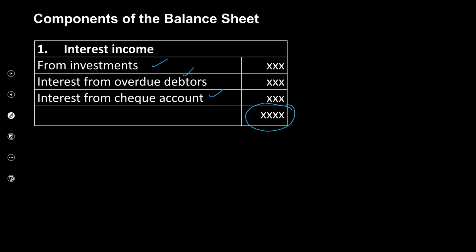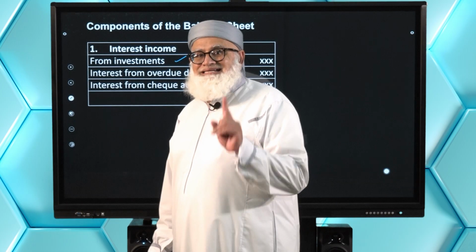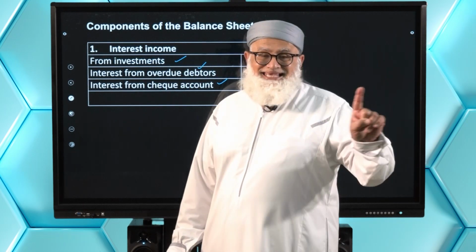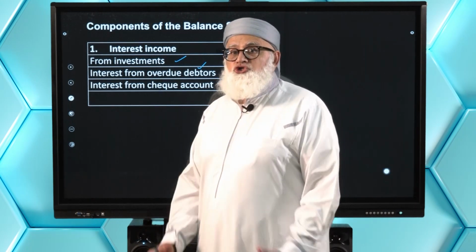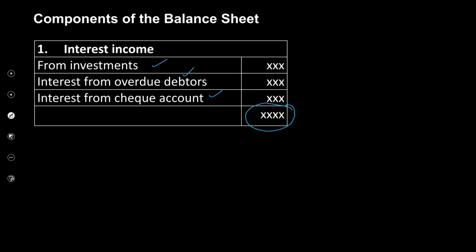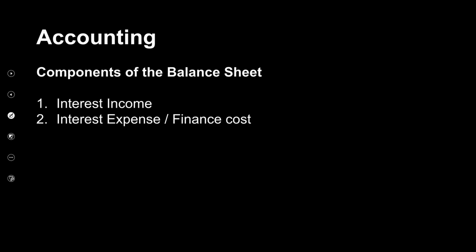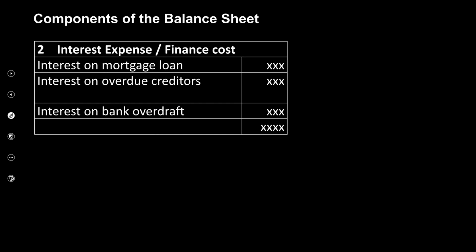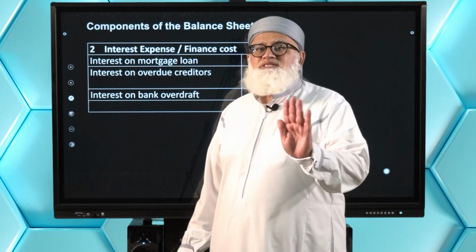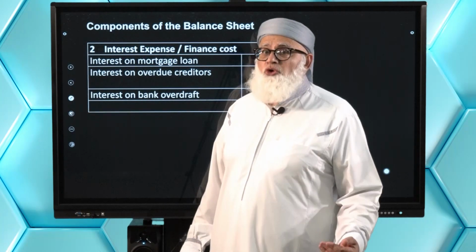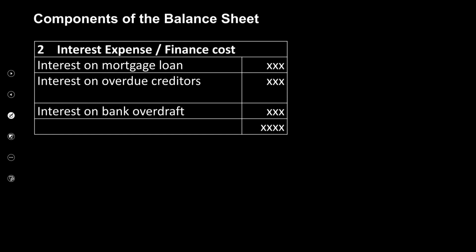Okay, like I said earlier on, this particular note, number 1, pertains to the income statement, not the balance sheet, but we are doing all the notes to your financial statements. Okay, the next one is your interest expense or your finance cost. Again, this one here also pertains to the income statement, has absolutely nothing to do with the balance sheet, but because we're dealing with all the notes, that's why we're just showing you these notes. So, what does your interest expense or your finance cost entail?